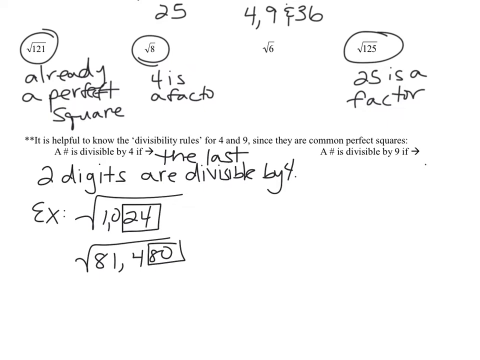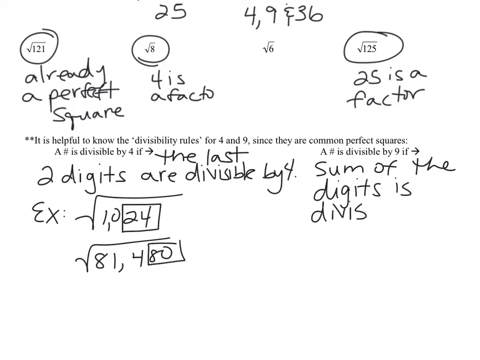The other rule, a number is divisible by 9 if the sum of the digits is divisible by 9. So if the sum of the digits, this is the same rule for 3 as well, but we are interested in 9 because 9 is a perfect square.